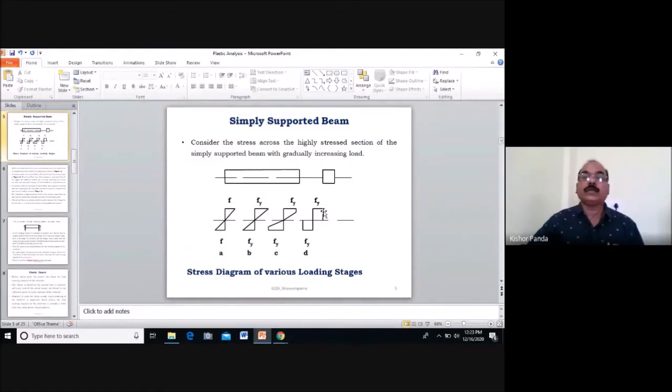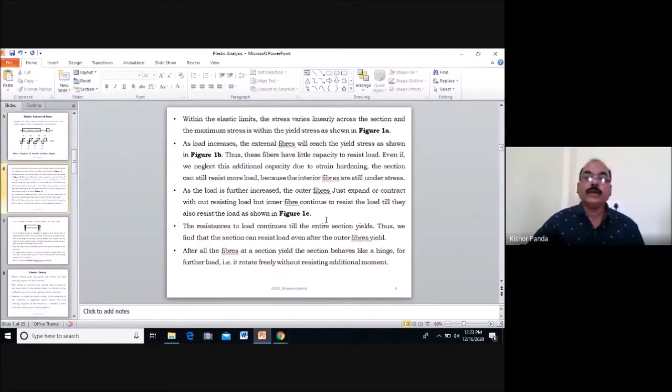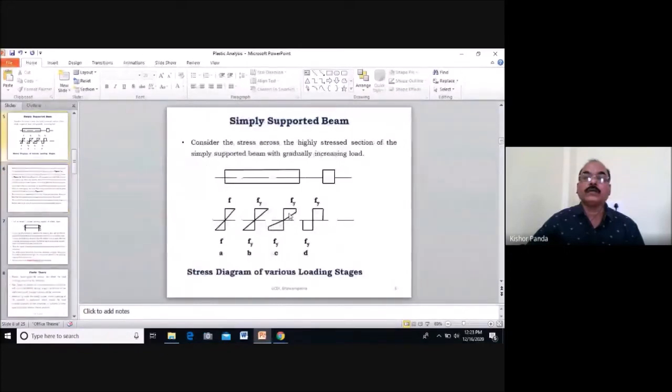So here you see, this is the yield stress. After yielding of the whole section, in the compression and tension portions, the yield stress remains constant, and this is the stress diagram. On the tension side also, this is your stress diagram. First, within the elastic limit, this is the stress, your Fo, and at the yielding stress, this is the stress diagram.